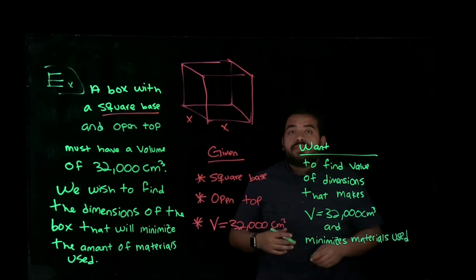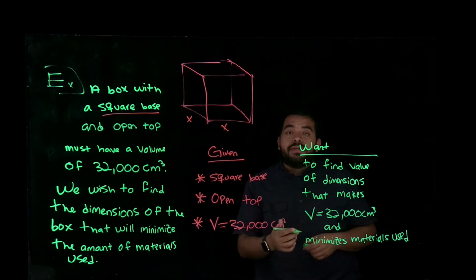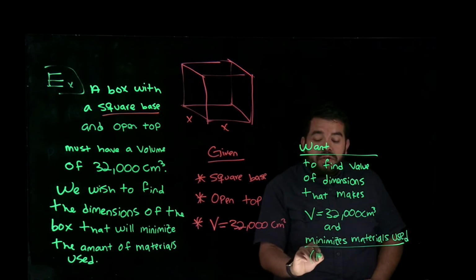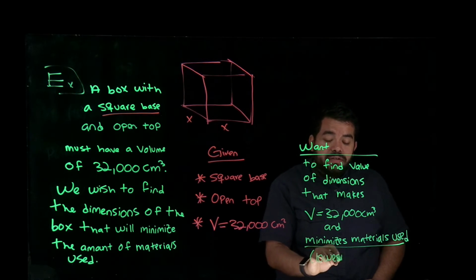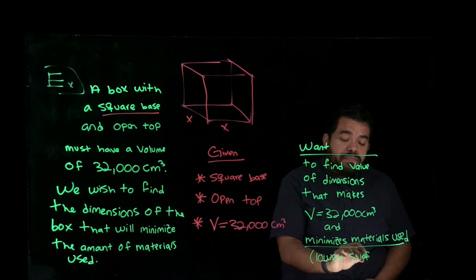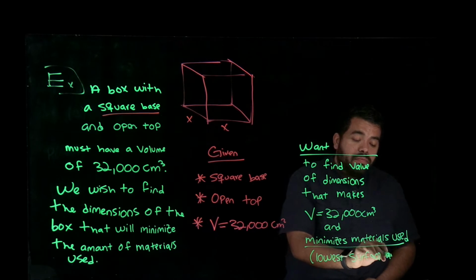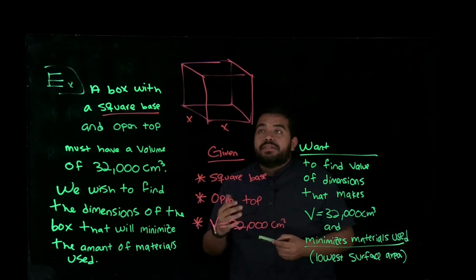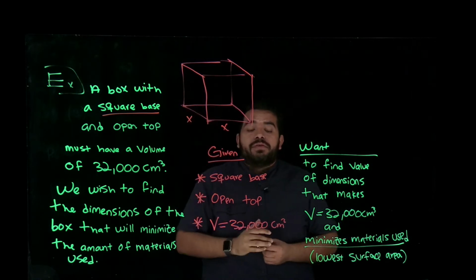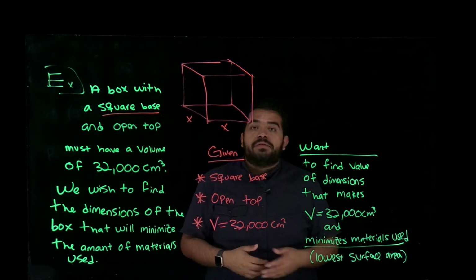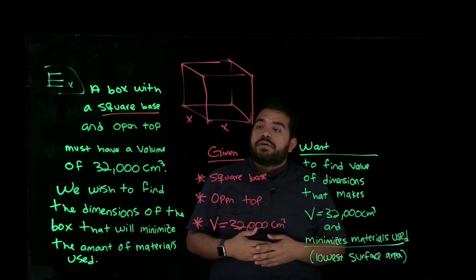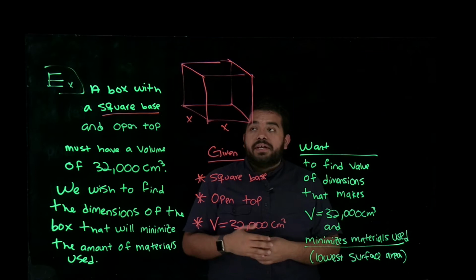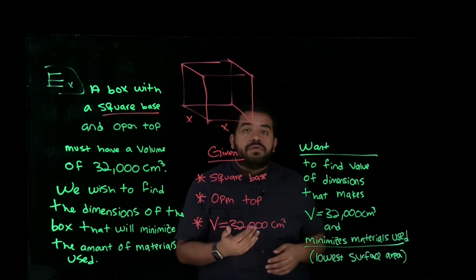Now, because we are interested in finding the dimensions that will minimize the materials being used, this is going to translate to we want the lowest surface area. So in other words, minimizing this here will make this smaller, which is going to make this problem here talk about the surface area. Okay, so now that we have the given, now we have that we want, let's go ahead and figure out how to continue to the next step.